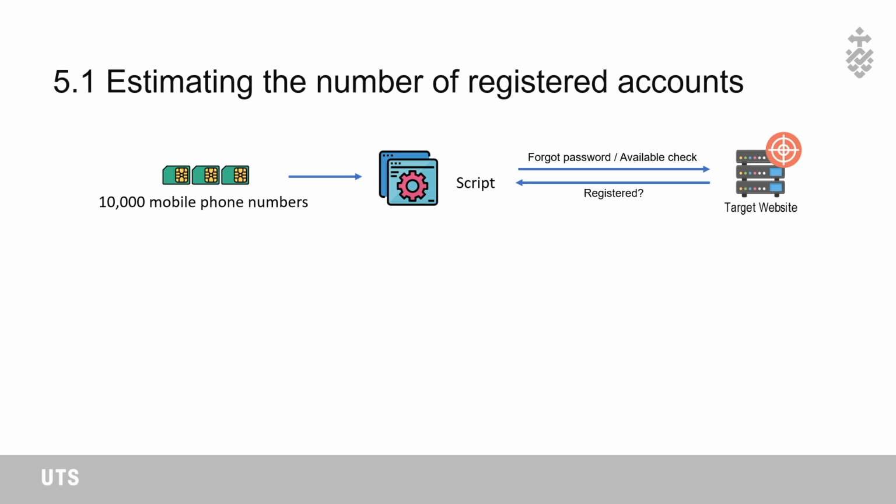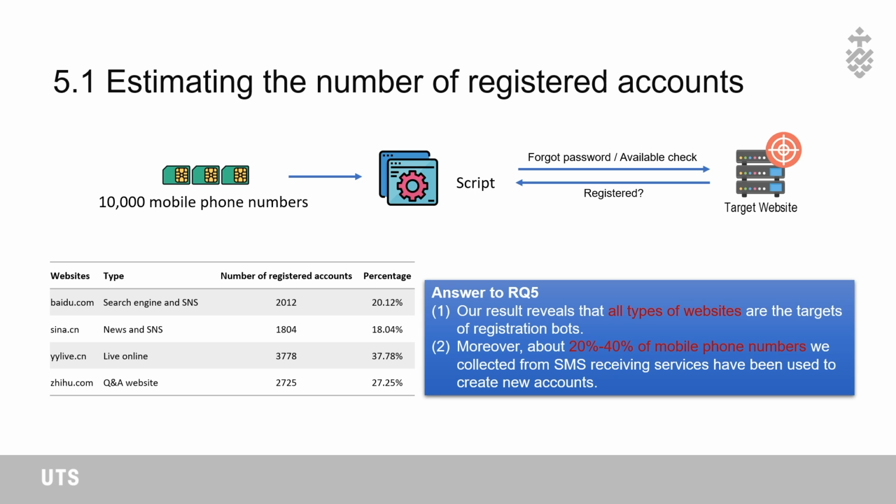We use the forget password services or availability check services provided by the websites. With the results on the 4 different kinds of websites, we can answer the question. Our results show that all kinds of websites are their targets, and moreover, about 20 to 40% of mobile phone numbers have been used to create new accounts.